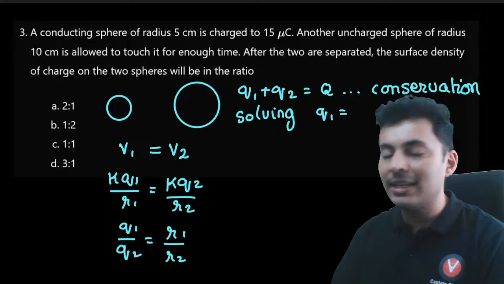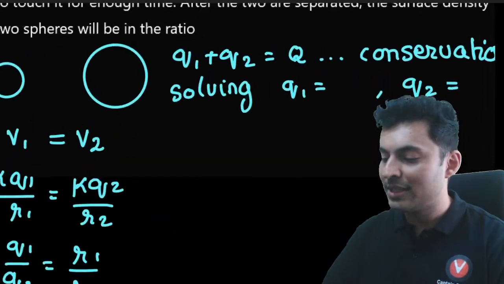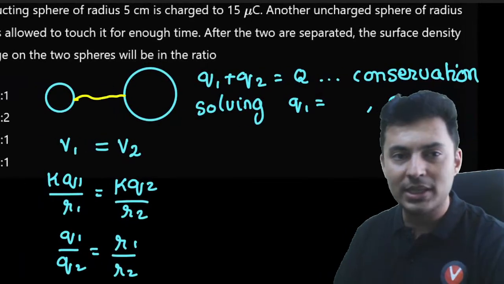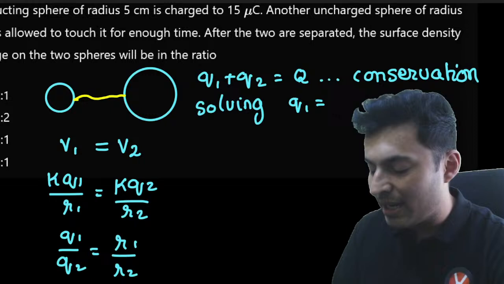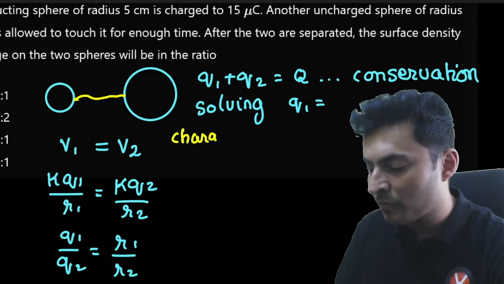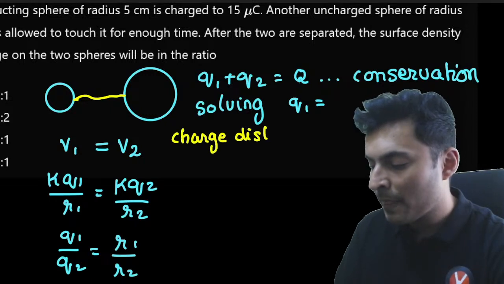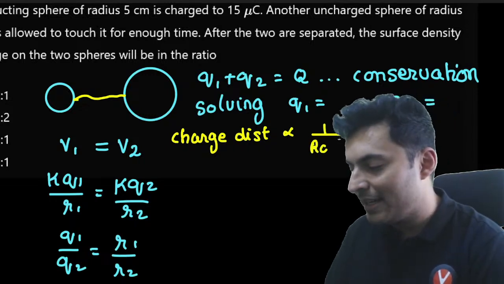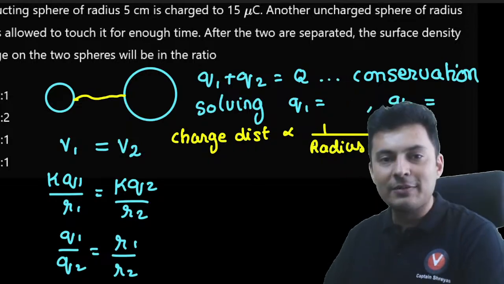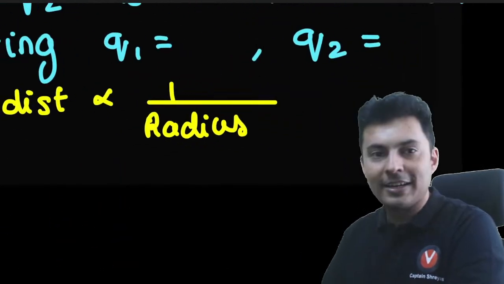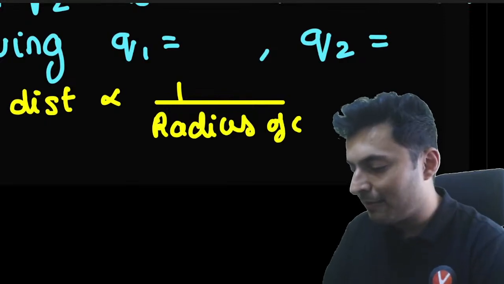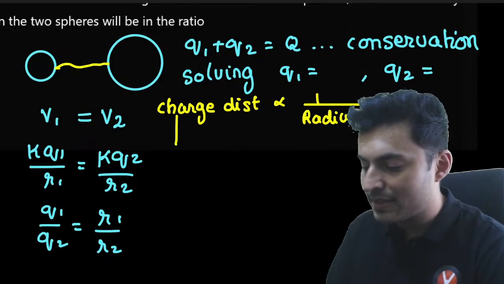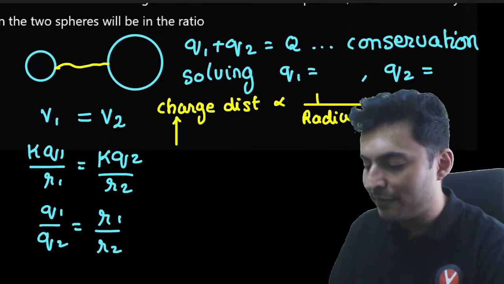My dear students, there is an easy way to solve this question. How many of you know this? There is a simple trick. Whenever you connect two conductors, whenever you touch it, then what happens? The charge distribution is inversely proportional to the radius of the curvature. And this charge distribution is directly proportional to the field.